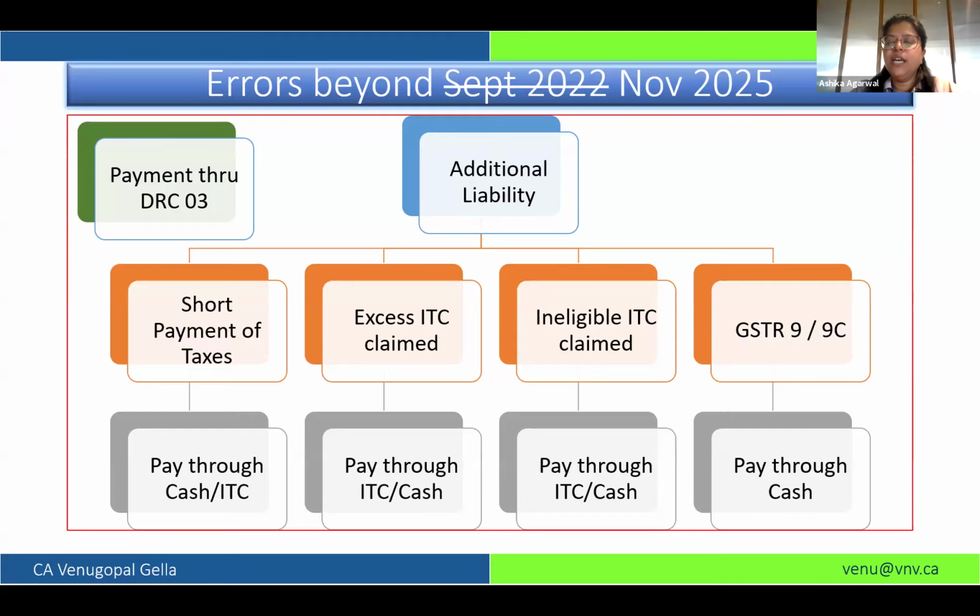Now the next question which arises: can we pay through cash, or can we pay through ITC also? In the past, it was said that when any liability is decided through 9C, then it needed to be paid mandatorily through cash only. You can't utilize ITC. After that, they gave the relaxation that you can use ITC also. So if there is a short payment of tax, you can discharge through cash or ITC. Similarly, for excess ITC or ineligible ITC claim, you can discharge through cash or ITC. Apart from that, if there is any RCM liability, then you have to pay in cash only.